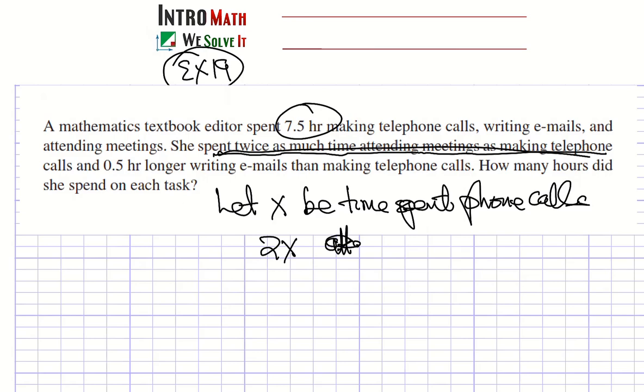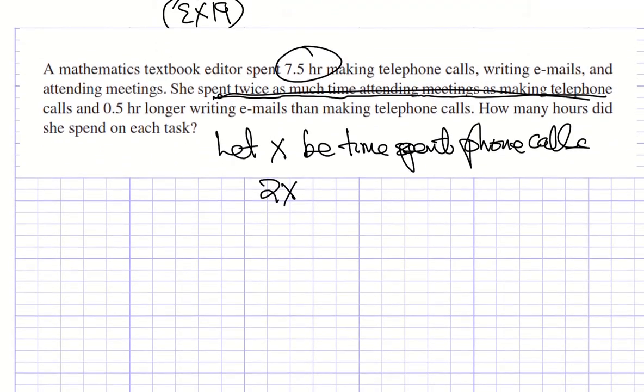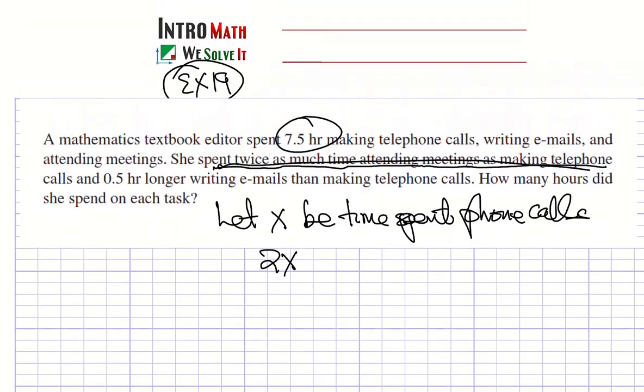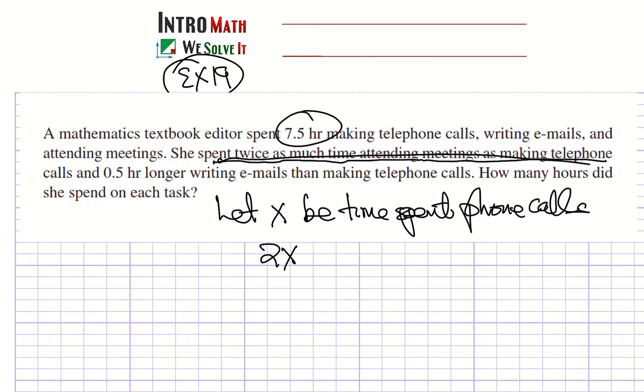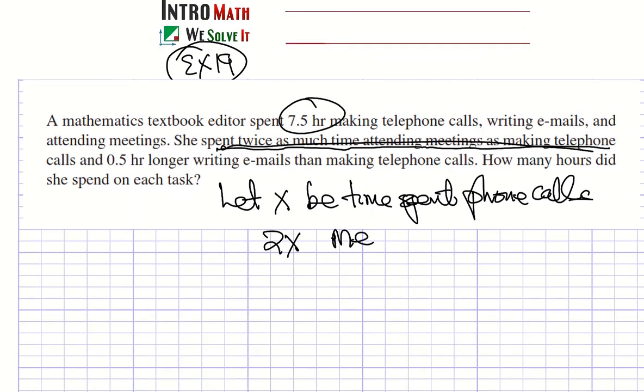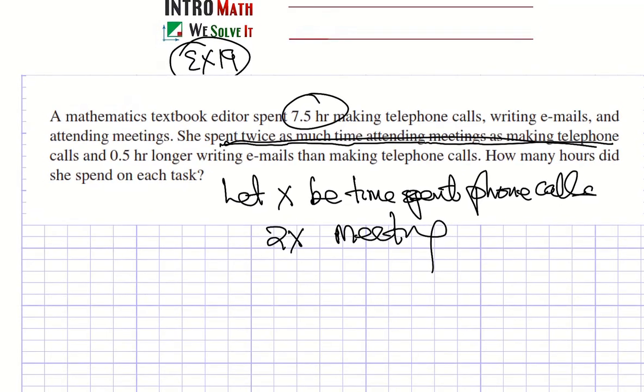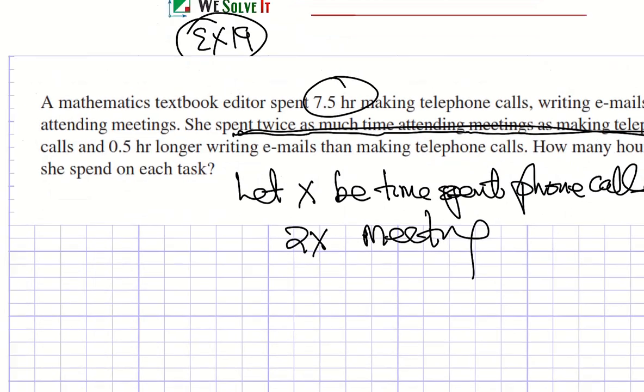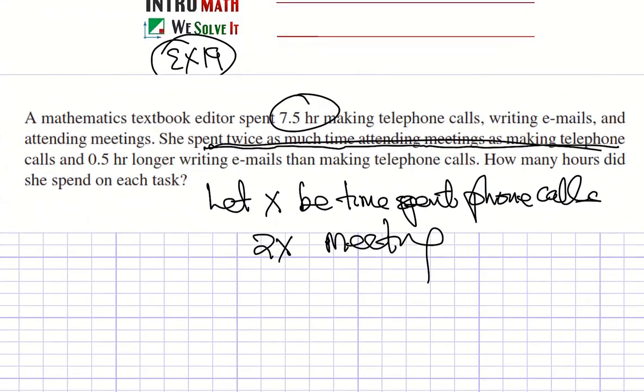Well, let's not put a bunch of words. We know what they're saying. So 2x is for meetings. That's the time she spent in meetings. And then they do a further comparison. They say then 0.5 hours longer writing emails than making telephone calls. So they're still referring to telephone calls. So what does that mean?